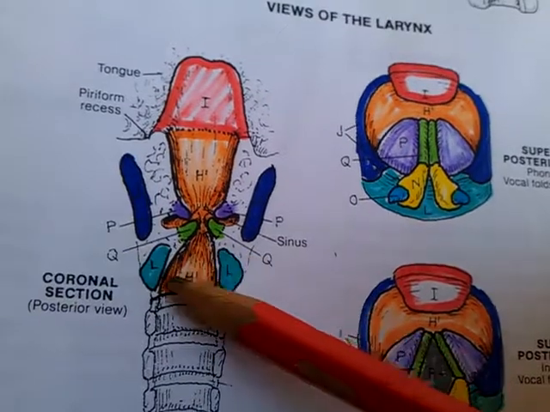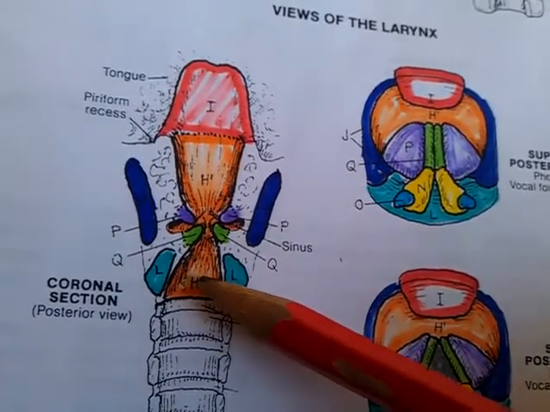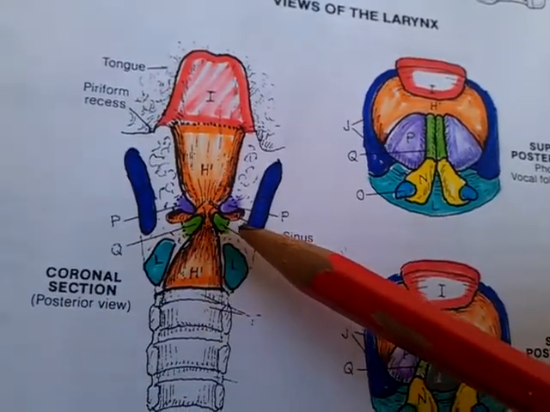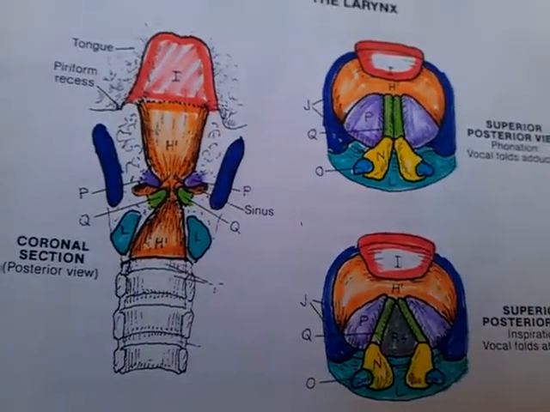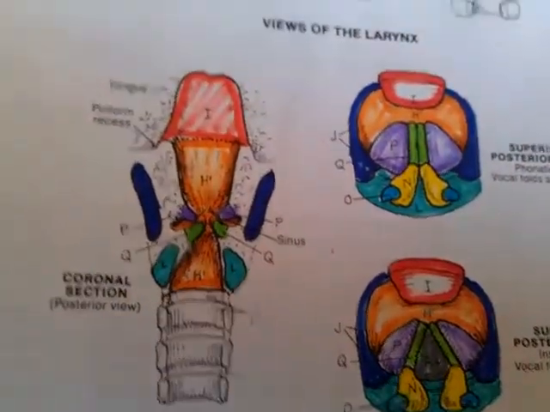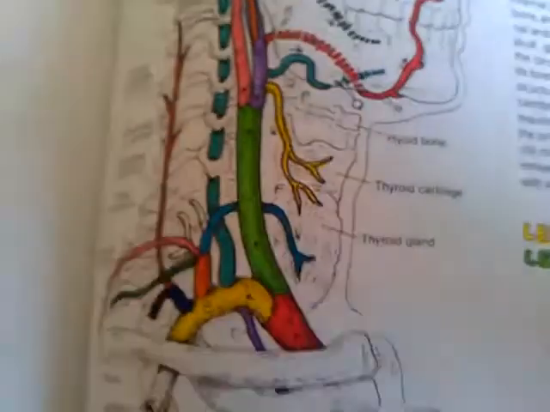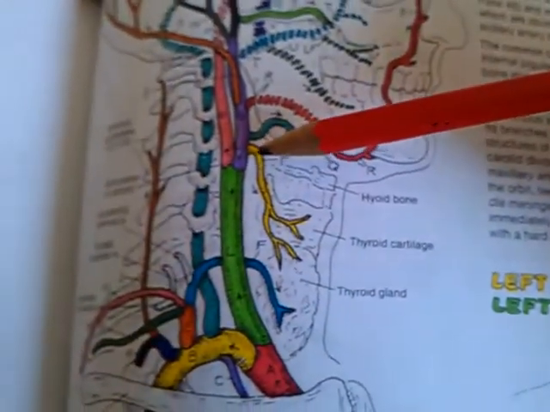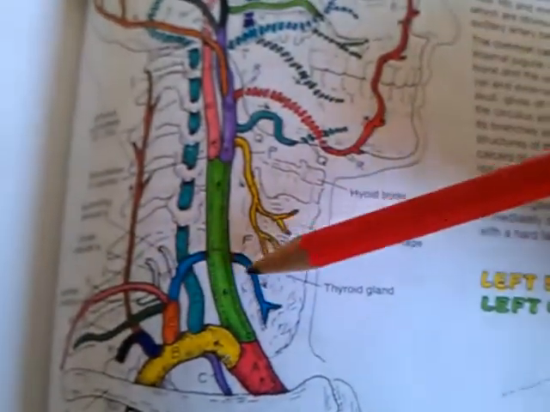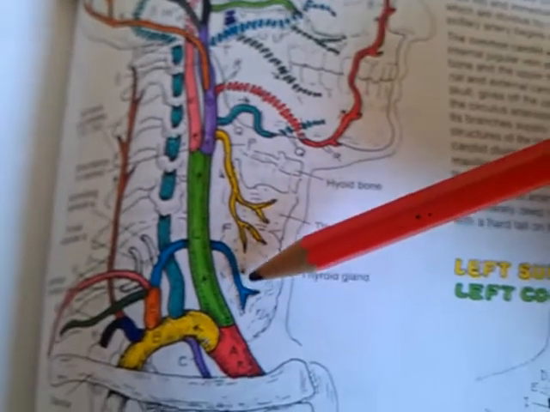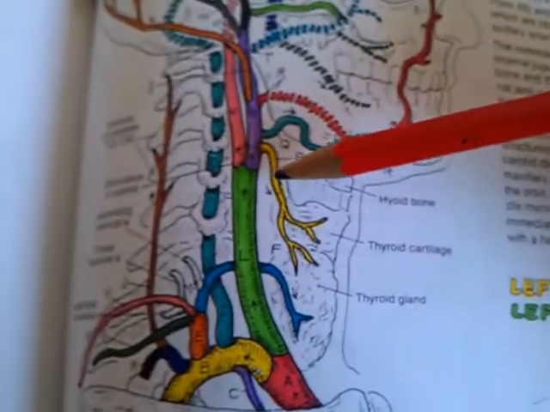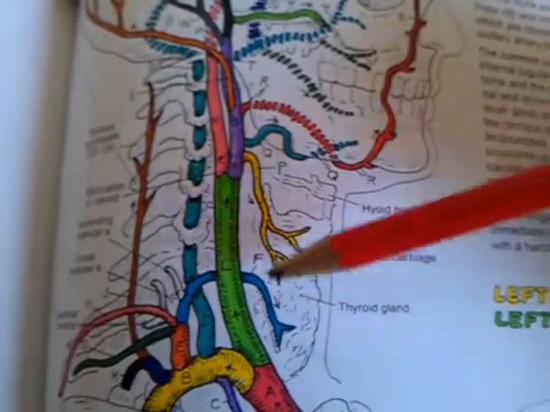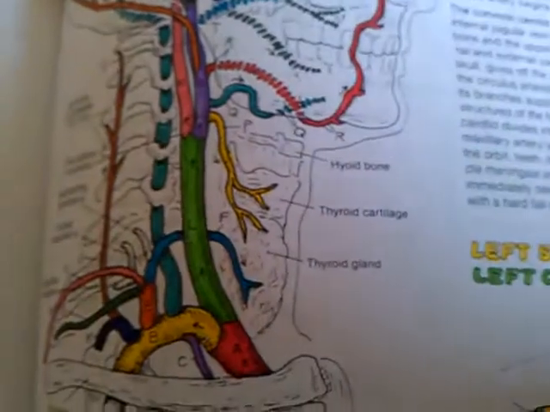Now the infraglottic cavity is the lower part of larynx and extends from vocal folds to lower border of cricoid cartilage. Lastly, we have the blood supply of larynx, which is by the superior and inferior thyroid arteries. So you have larynx behind here. This is superior thyroid artery, inferior thyroid artery.